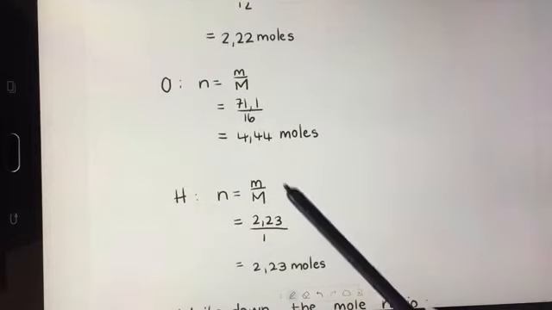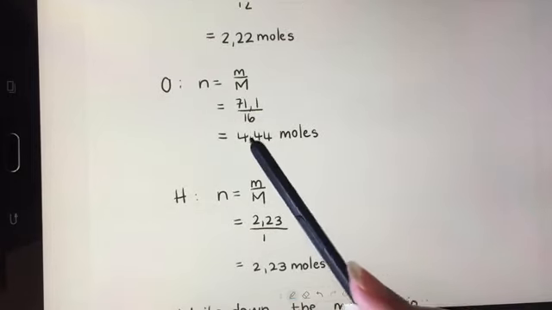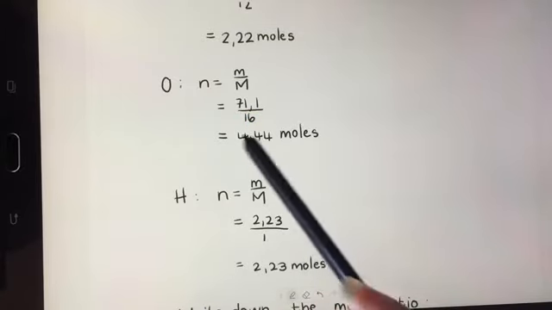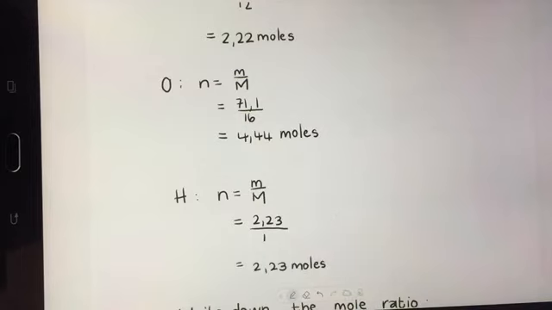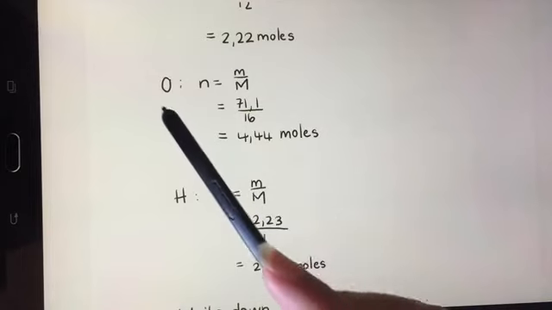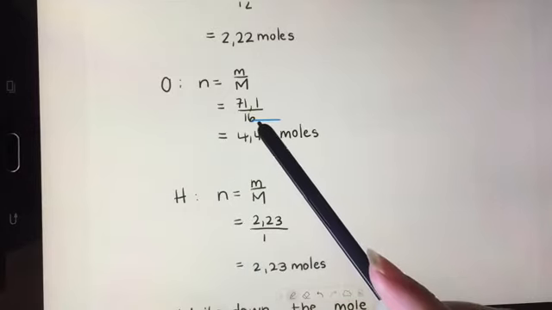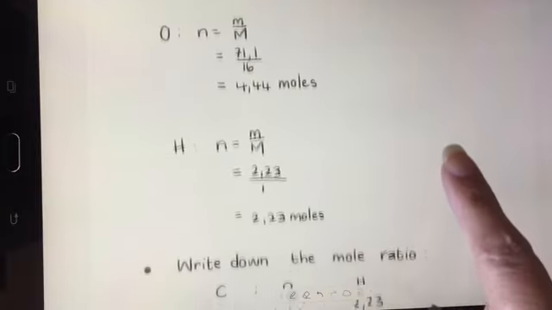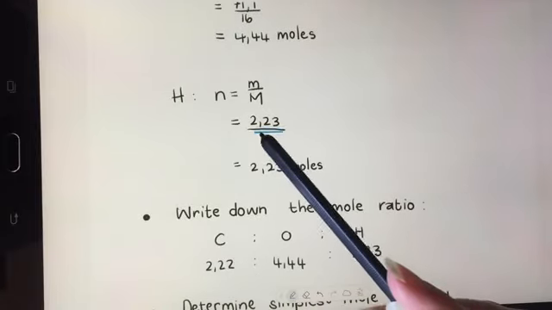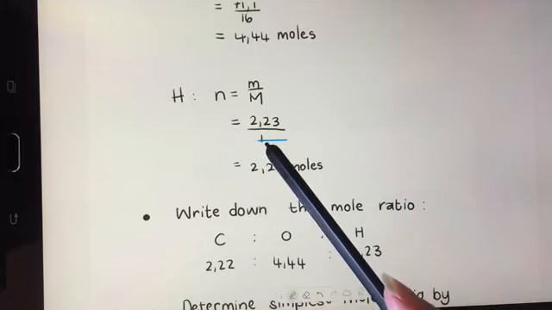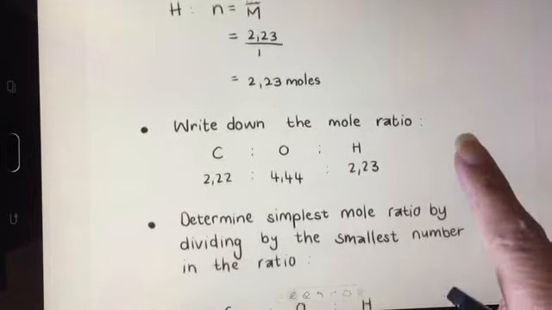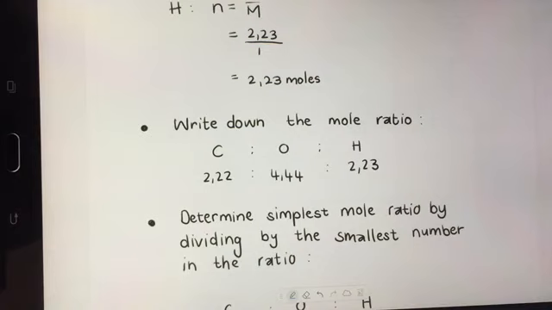For oxygen, 71.1 divided by 16, and here you must just take a look. We are working out our number of moles using the element oxygen. So it's not oxygen gas, it's just oxygen, and that is why it is 16, which gives us 4.44 moles. And then for hydrogen, the same thing. The mass 2.23 divided by the relative atomic mass from the periodic table for hydrogen, which is 1, which gives us 2.23 moles. The next step is to write down the mole ratio, as we've just calculated.